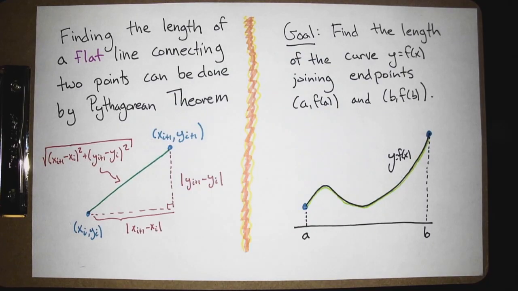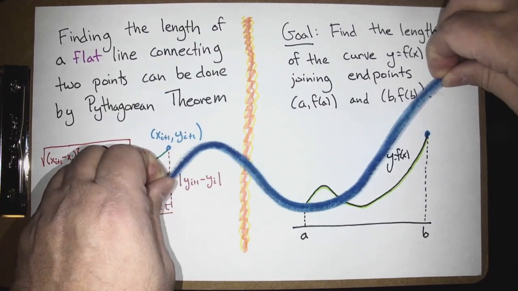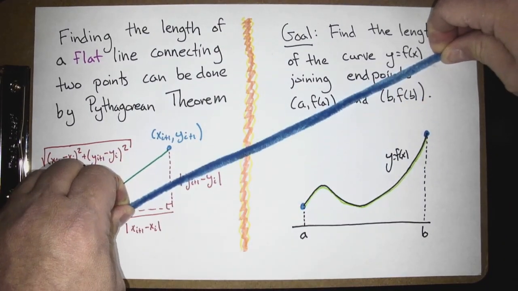Now you might say, well, what can we do? We could imagine, we could just say, well, I have some line. I just want to pull it straight, and I could measure it.